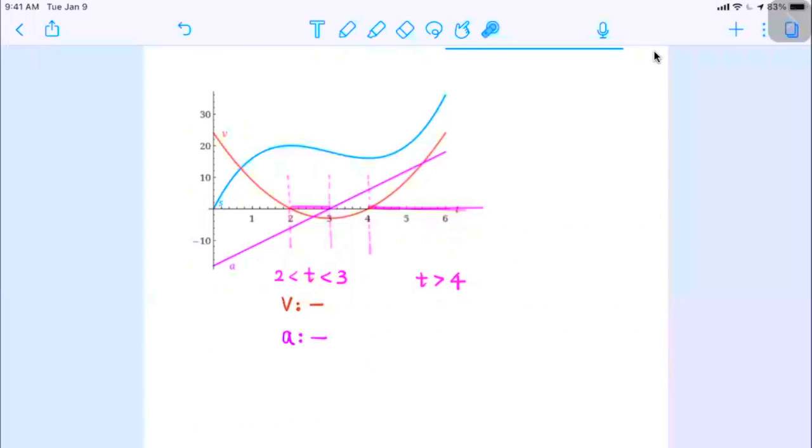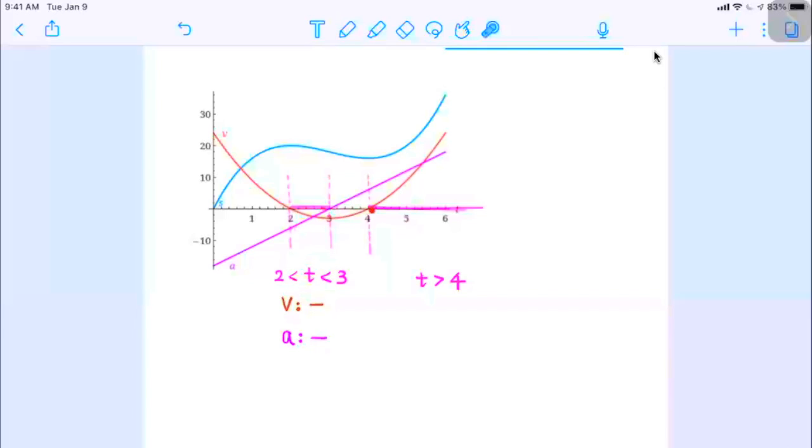Because when t is greater than 2 and less than 3, the velocity is negative. It is below this t-axis, so the velocity is negative. And the acceleration is also below this t-axis, and it is negative also. So velocity and the acceleration have the same sign. So the particle is speeding up when t is greater than 2 and less than 3.